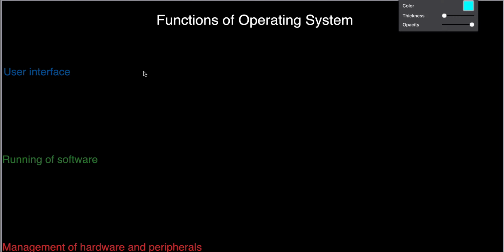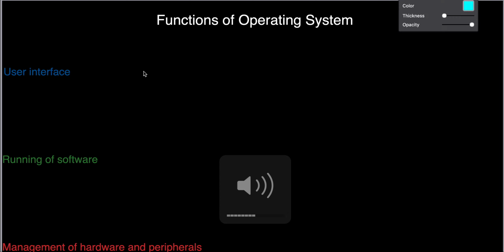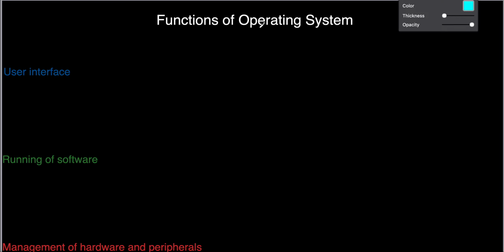All right, let's talk about the functions of the operating system here. Before we even start to talk about the functions of the operating system, let's just appreciate what the operating system is. So we are saying that an operating system is the computer software that is responsible for the smooth running of the computer, right?